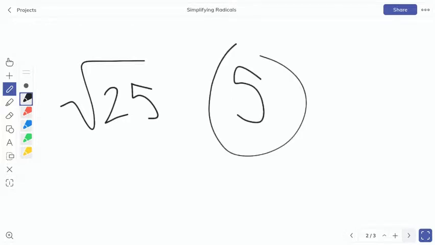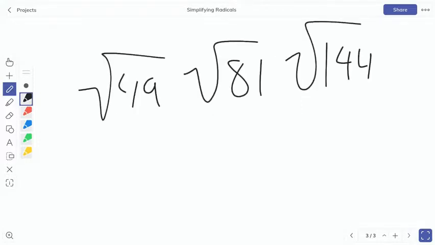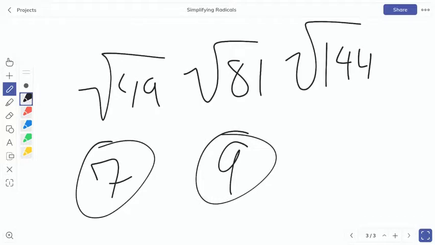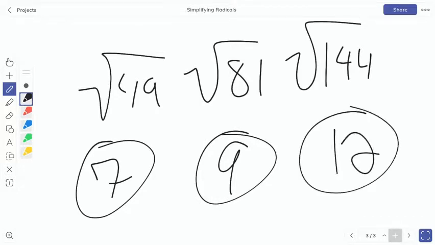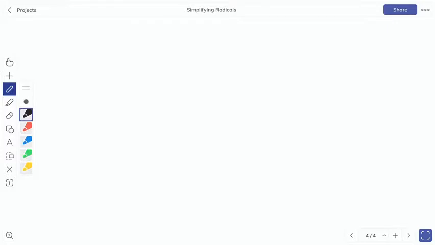Pause the video to try the next few examples by yourself. The answer to the first one is 7. The answer to the second one is 9. And the answer to the last one is 12. That should have been a review for most of you, but now we will move on to some advanced radicals.